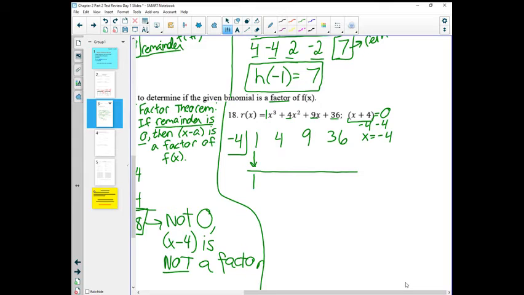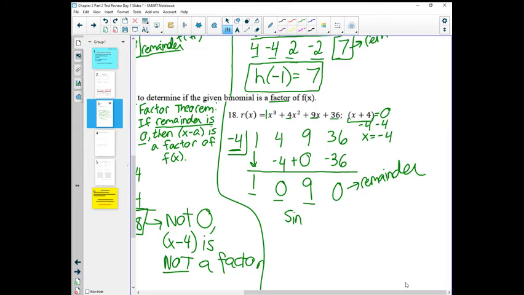Bring down the 1, multiply, add those together. -4 times 0 is 0. Add those to make 9. -4 times 9 is -36. Add those together to make 0. The remainder here is 0.